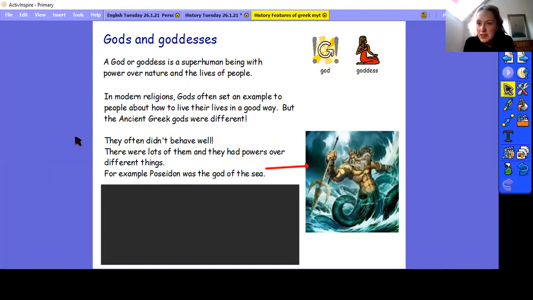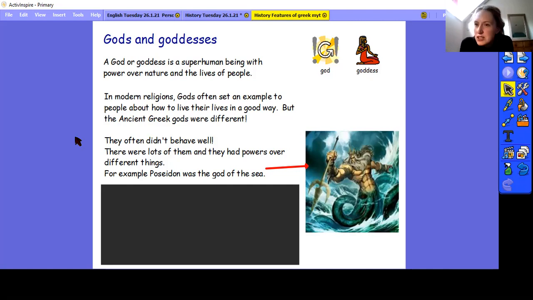And in our modern religions, in Christianity and in Islam, the God in those religions often is setting a really good example of how to live your life in a really good way. So that's something that people can follow and try and be more like that. But the ancient Greek gods weren't really like that. They often didn't behave very well at all.